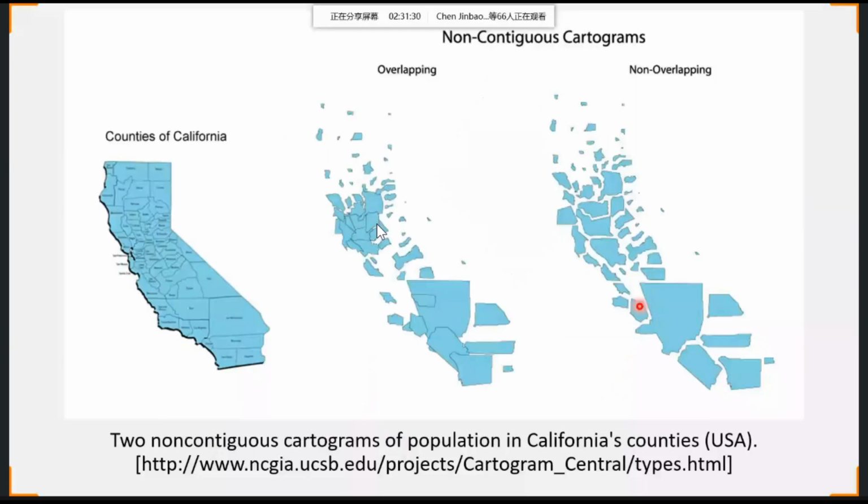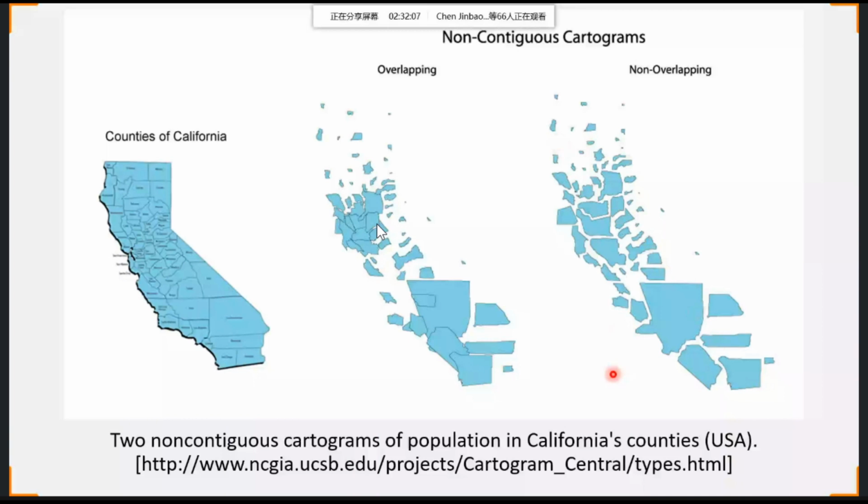The other one is the non-contiguous cartogram. So we have the same area, the counties of California. Then you can resize the areas. So you enlarge the areas with high population, and you shrink, you make smaller, the areas with low population. Then you would get this, but this is awful looking. So you separate the different counties from each other, and then you get this non-overlapping, non-contiguous cartogram.